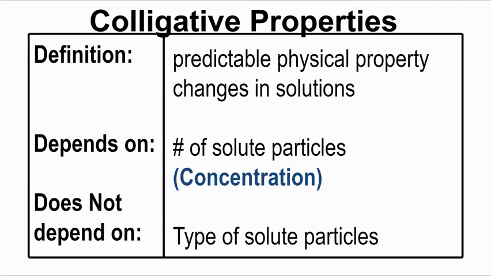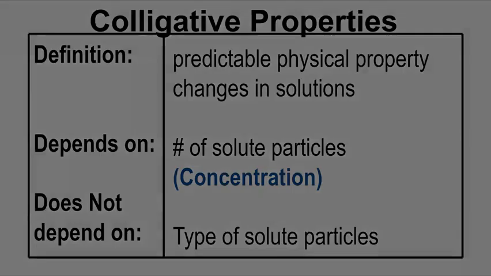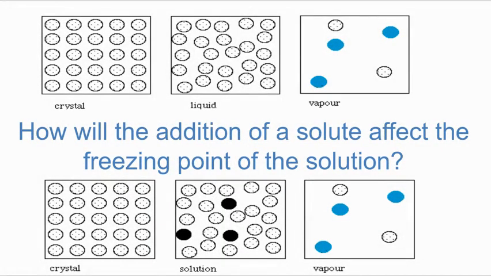In other words, a saltwater solution and a sugar water solution would have the same result on the physical properties based on their concentration or molarity. So if we examine what's happening with colligative properties, how would the addition of a solute affect the freezing point of a solution? And in our image, we can see that when something is solid, it's crystalline in structure. All of those molecules are very orderly in their arrangement. In liquid, things are mobile and moving around a little bit more. And as a vapor, those particles are much further apart.